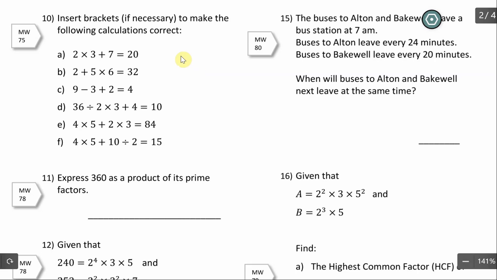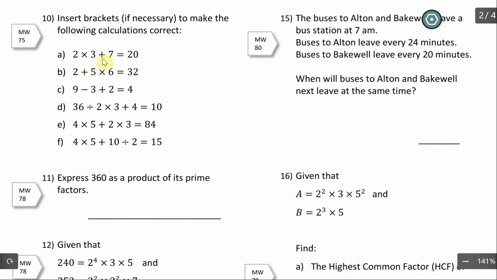Number 10 is also a BIDMAS question, but a different style. You have to insert brackets if necessary to make these calculations correct. Only if necessary. If they do not need brackets, don't put them in because you are showing that you know they don't need them. Even if putting brackets in would still make it correct, if they don't need it, don't put them in. So on part A, I would do the multiplication first here.